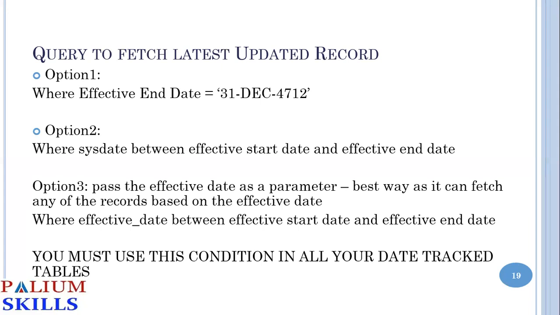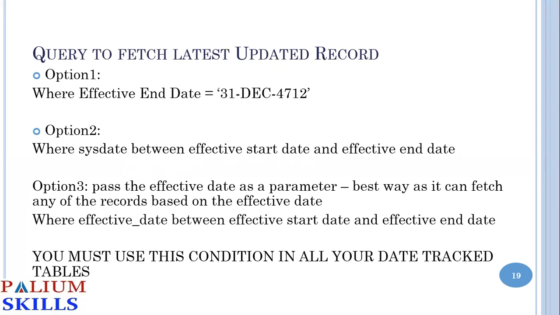Second option is you can use sysdate. You can say where sysdate between effective start date and effective end date of every date track table. So this will ensure, as of today, whenever you're running that query, the system will always fetch you the current record as of that day.